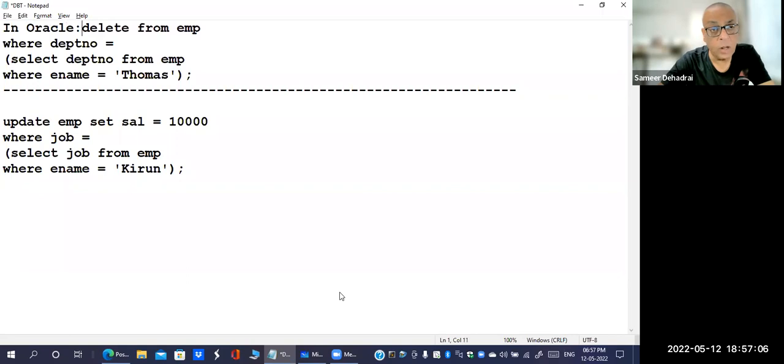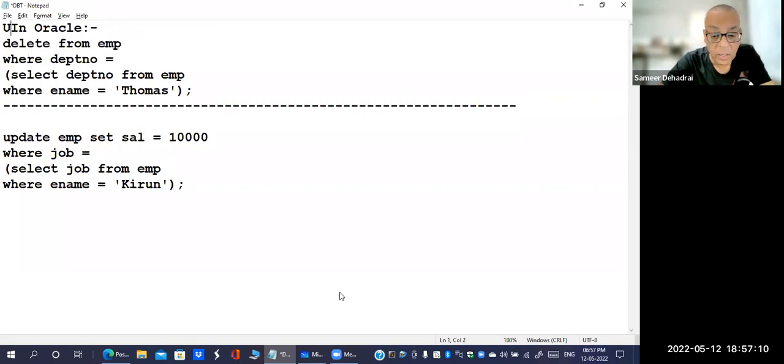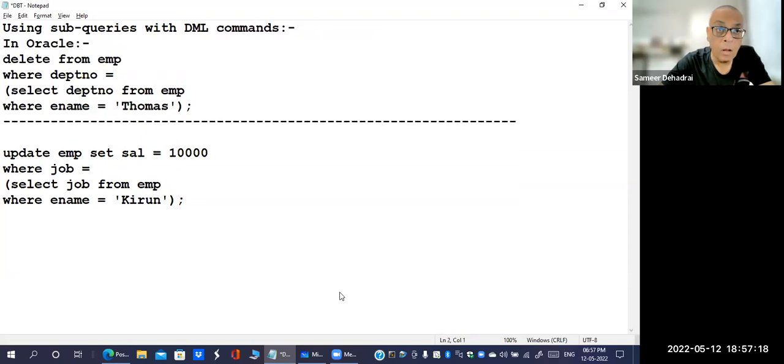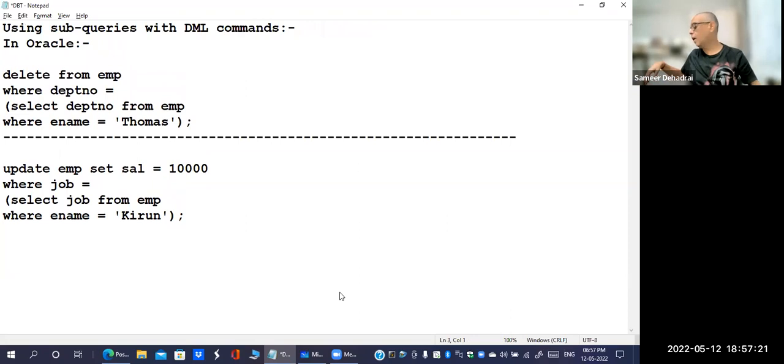So I can use subquery with insert, update, delete also. So I'm using subquery with DML commands. Using subquery with DML commands. Please write down both. Write down everything. Let me know when you're done.